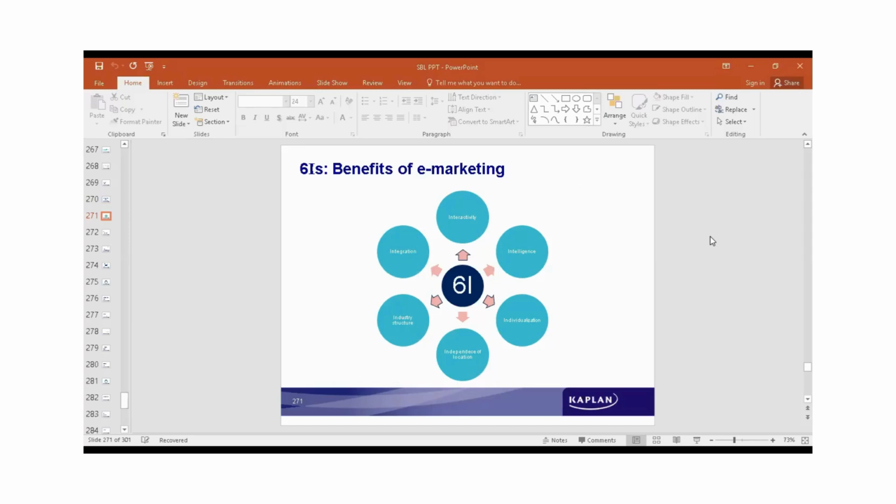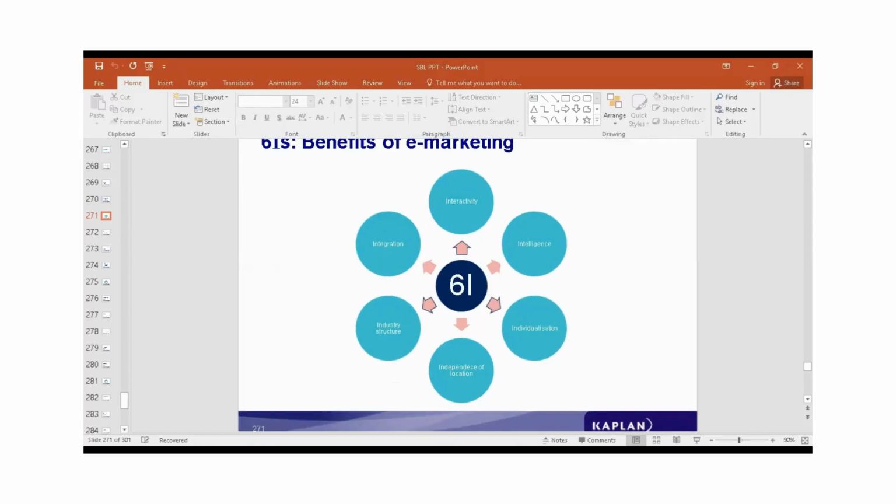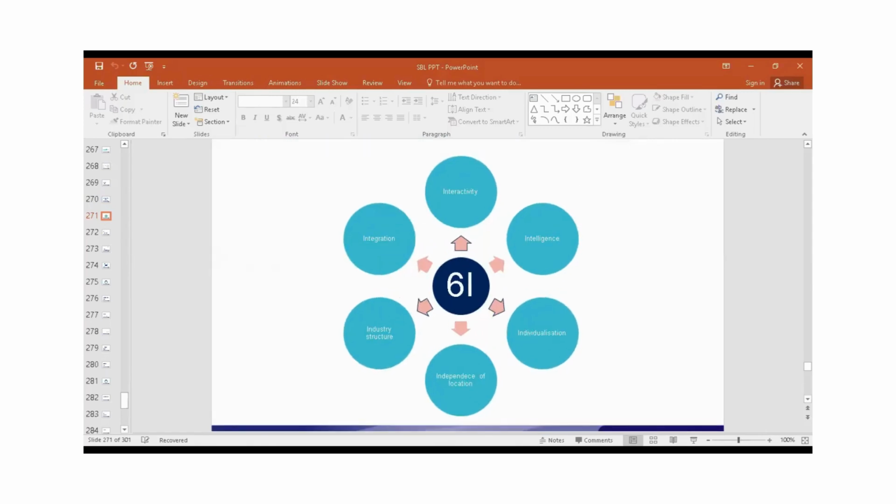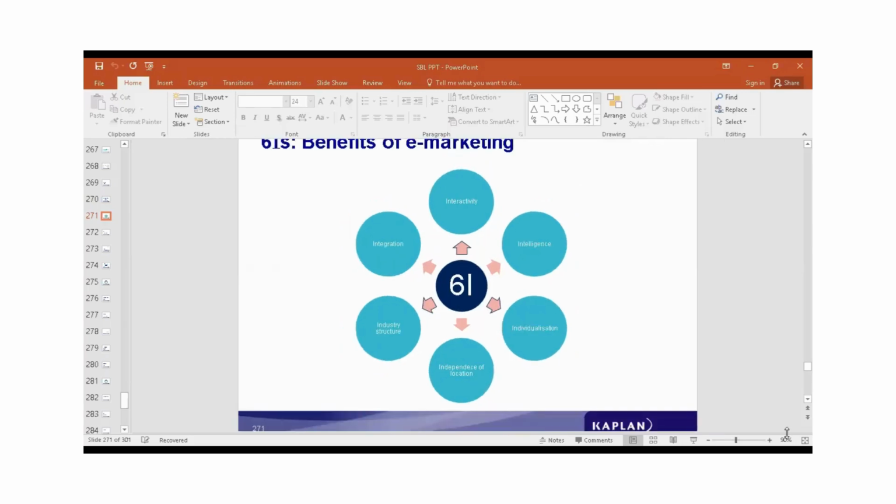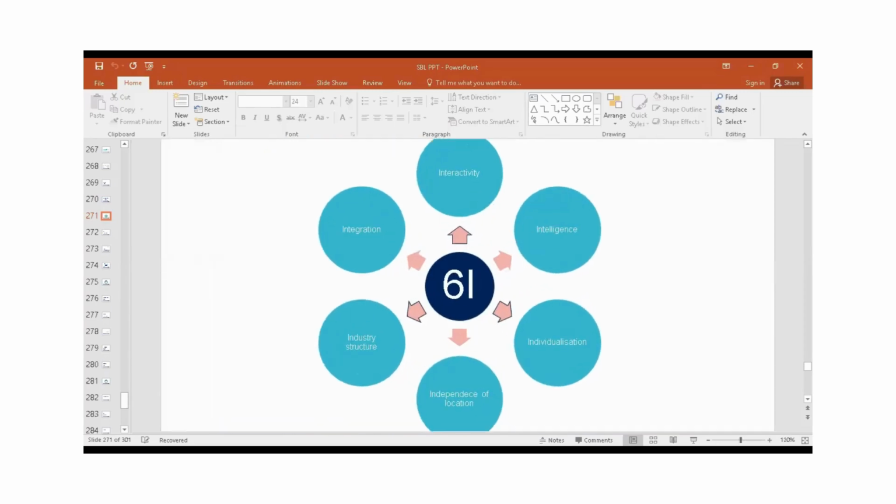What are the benefits of e-marketing? The font looks to be a little smaller, so I'll just zoom it. The 6 E's, or the benefits of e-marketing. The font seems to be very small, therefore I'm just highlighting it. Okay. Interactivity, intelligence, individualization, independence of location, industry structure, integration.